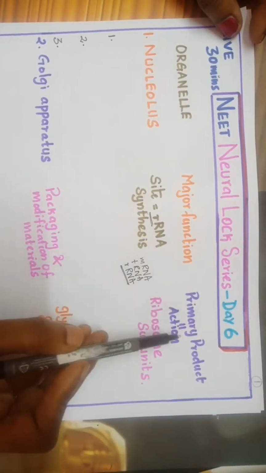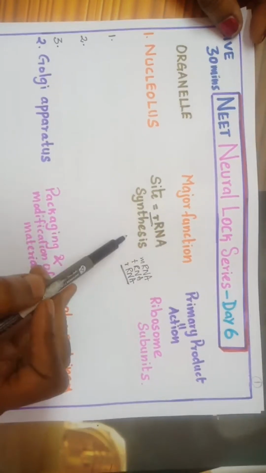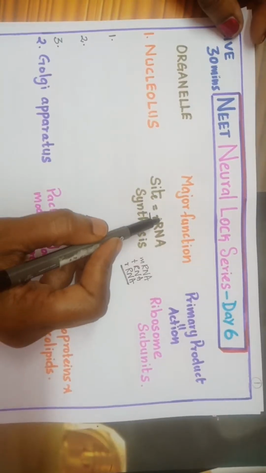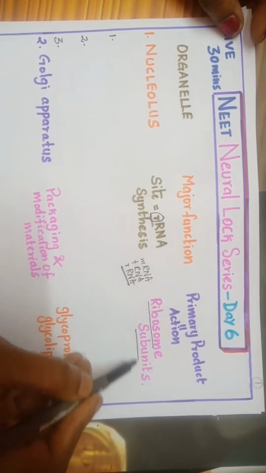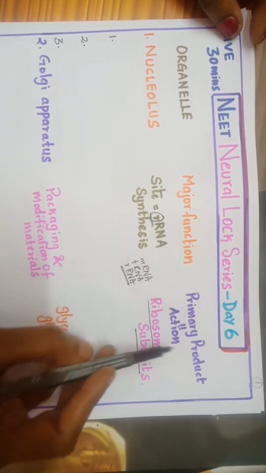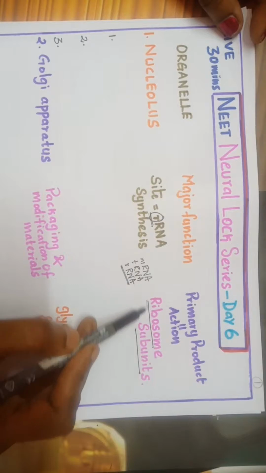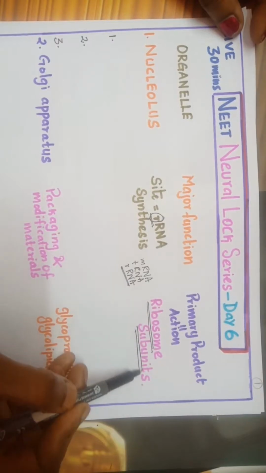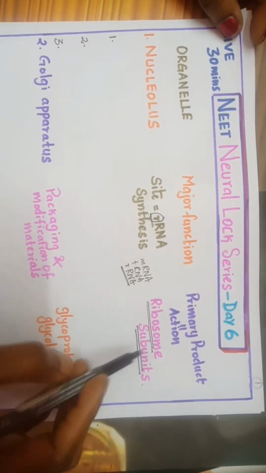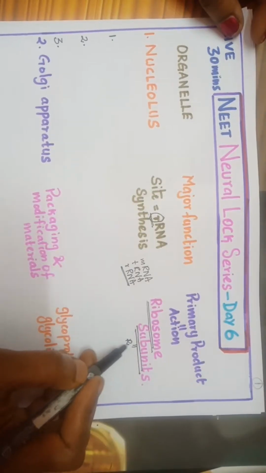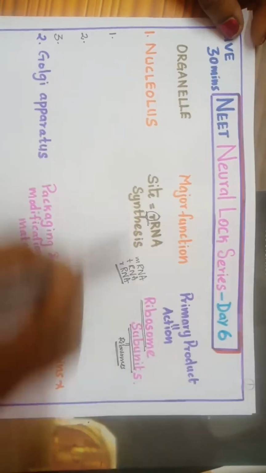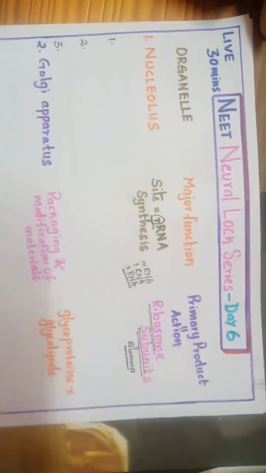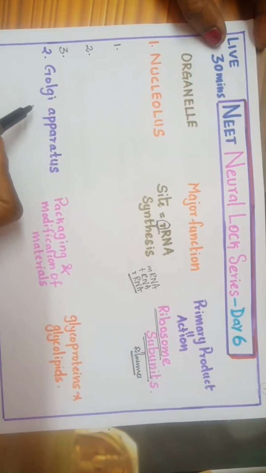What is the primary product which comes out of this rRNA synthesis? See, R stands for ribosome also. It prepares ribosome subunits. The primary product or the action is preparation of ribosome subunits. What are these ribosome subunits? You have the ribosome organelle inside the cell, isn't it? Those ribosomes are synthesized by the nucleolus. Okay, so shall we start writing it 3 times?